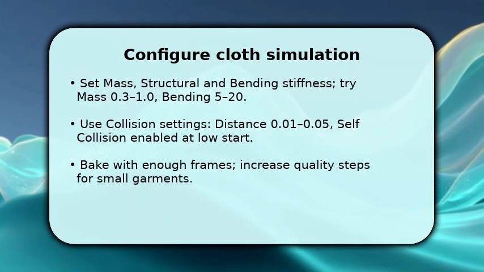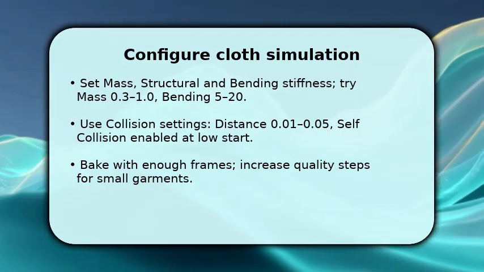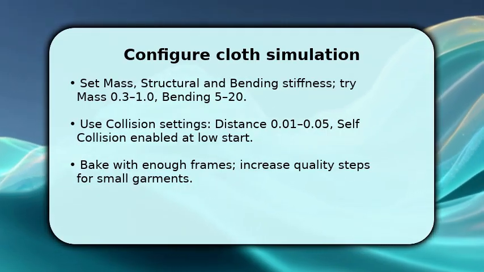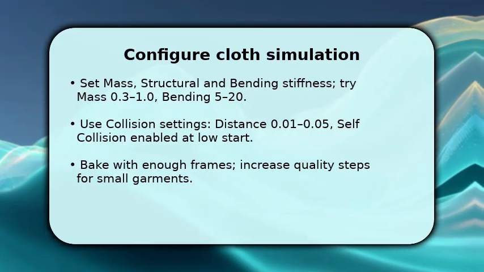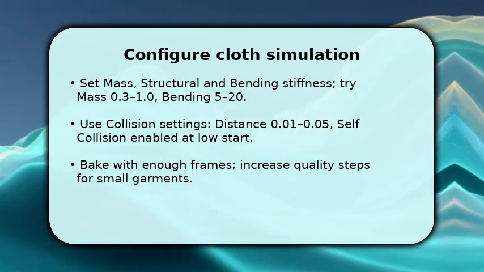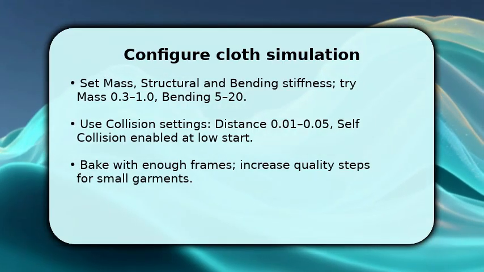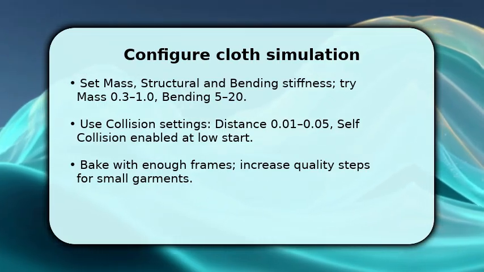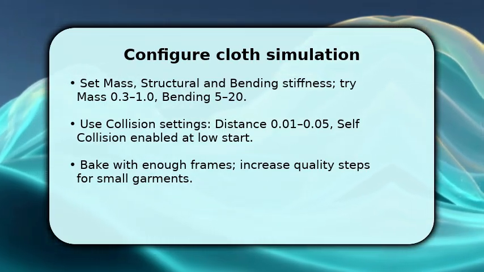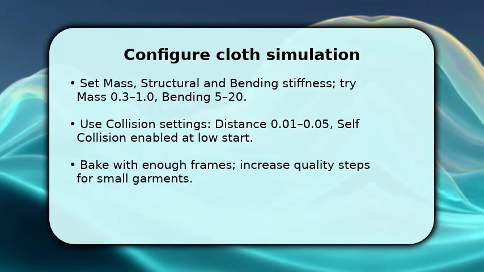You now tune the cloth behavior by adjusting mass and stiffness values to match fabric type. Lighter mass and low structural stiffness for silk versus higher for denim. Enable self-collision and tweak collision distance to 1 to 3 centimeters or lower for tight fits. Increase quality steps to reduce penetration.